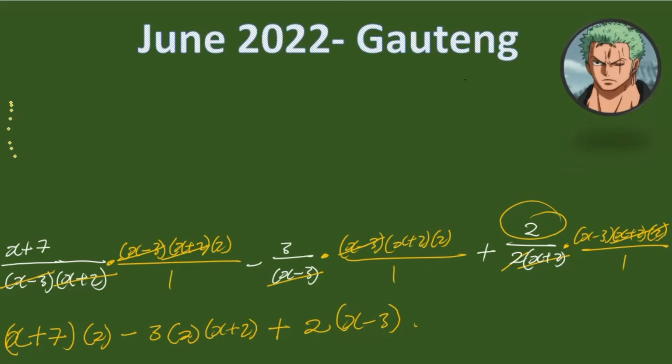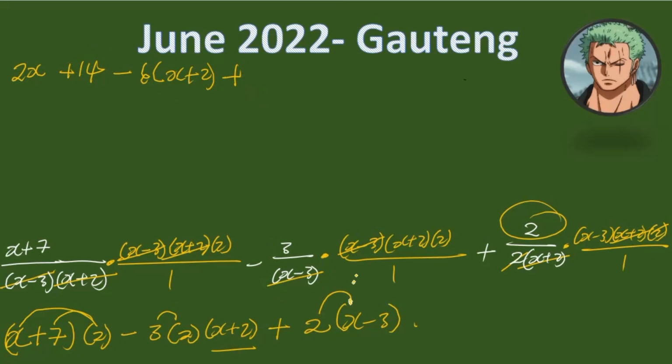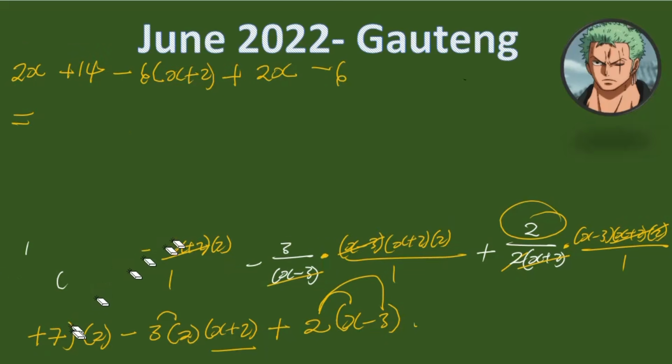So I have here to distribute this to that. So I'll have 2x and then positive 2 times 7, that is positive 14. And then 3 times 2, that is 6. And I still have to multiply it with this bracket. And then I have a plus here. I have 2 times x. I have 2 times negative 3. Right. And then I can remove this part.